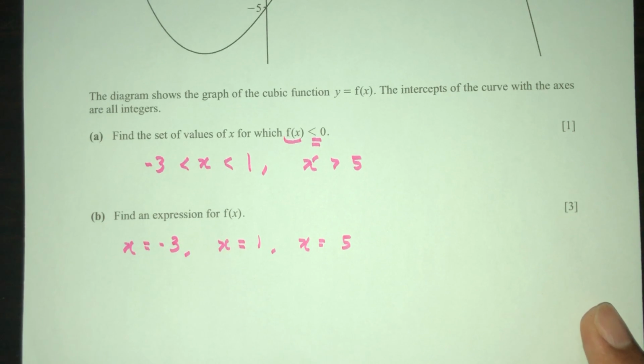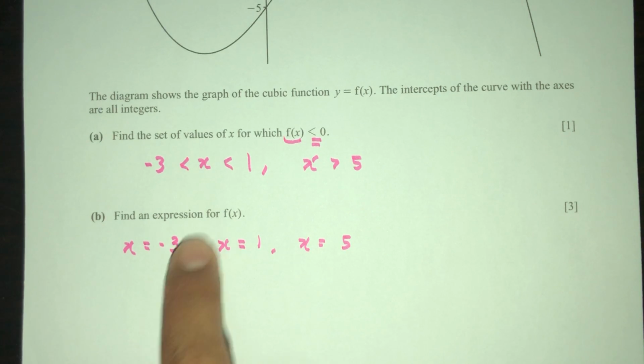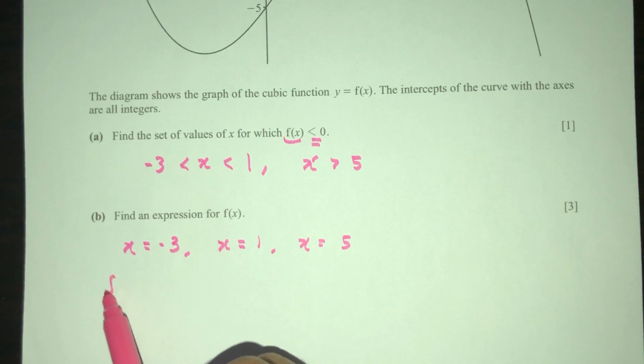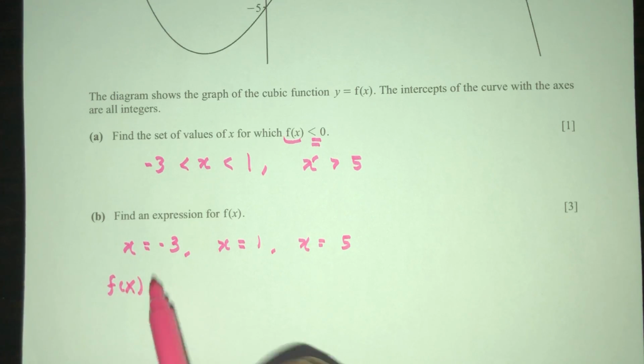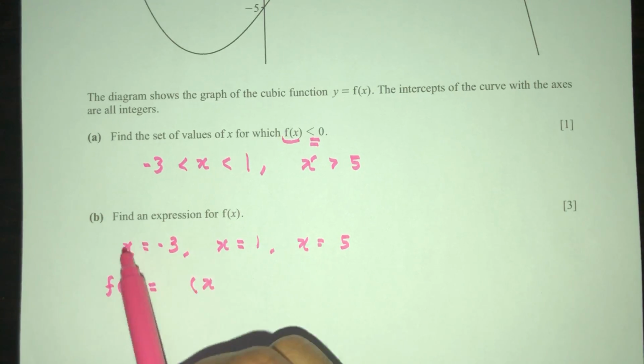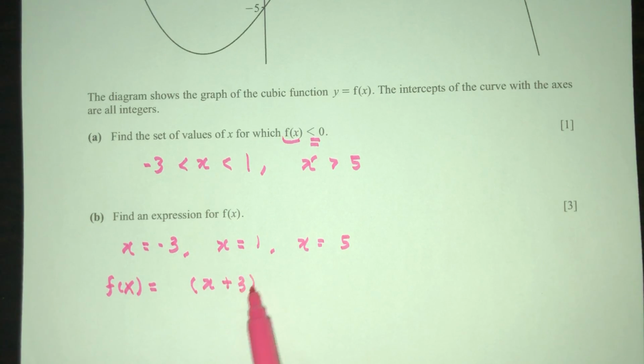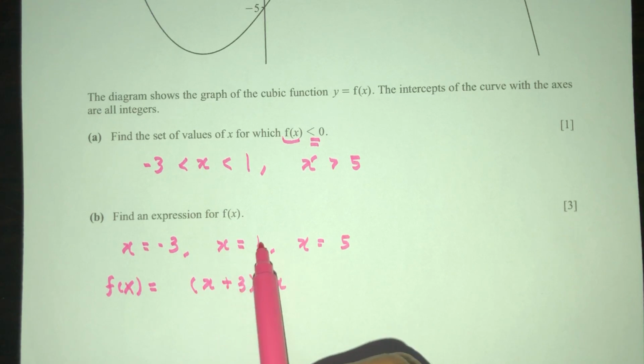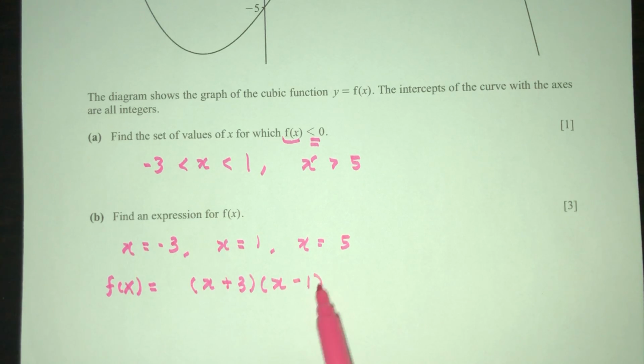So how do we do this? The first step is to send everything to the left. So f of x will be, first thing, we put brackets. Send this over here, that will be x minus, send over here becomes plus, so x + 3. Same step, send this over here becomes x - 1, and same thing here, x - 5. This is the first step.